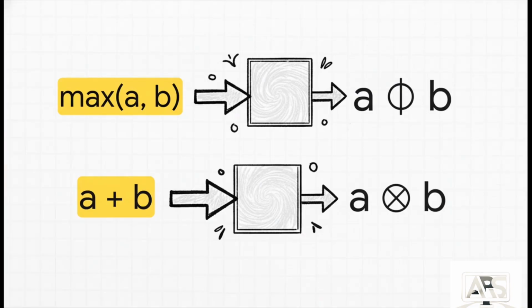So here's the trick, and it is brilliant. In this special algebra, you just redefine the operations. The max function, the thing that represents waiting, you decide to treat it like addition. And regular addition, the thing that represents how long a process takes, you treat that like multiplication. You just change the rules of the game, and suddenly the whole problem looks completely different.